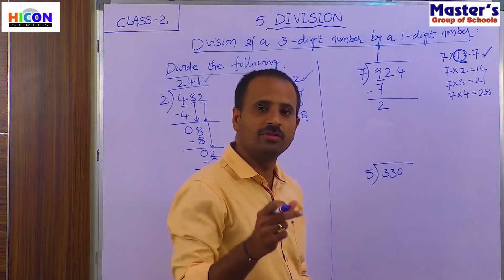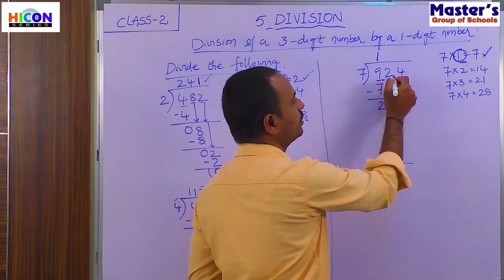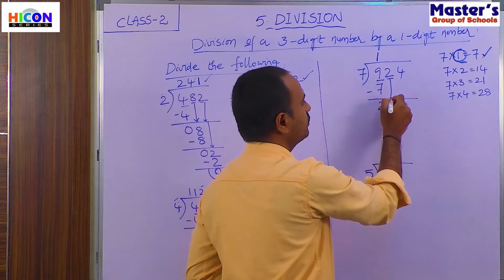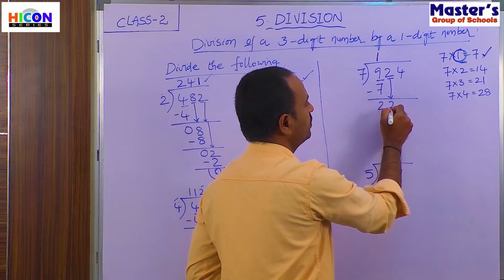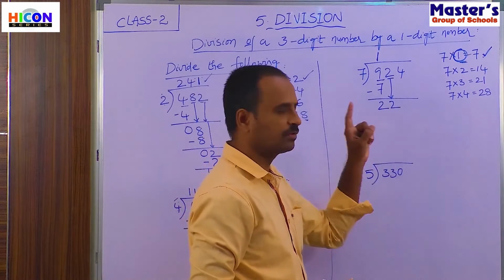So that's why bring down the second digit in the dividend. What is the second digit in the dividend? 2 is the second digit. So bring down the second digit. Then the number becomes 22.